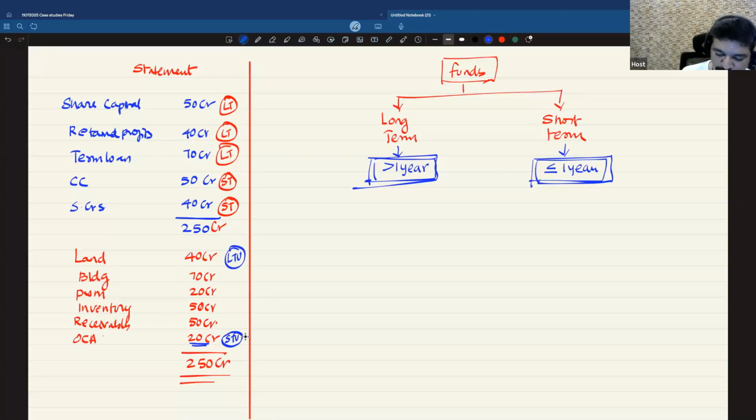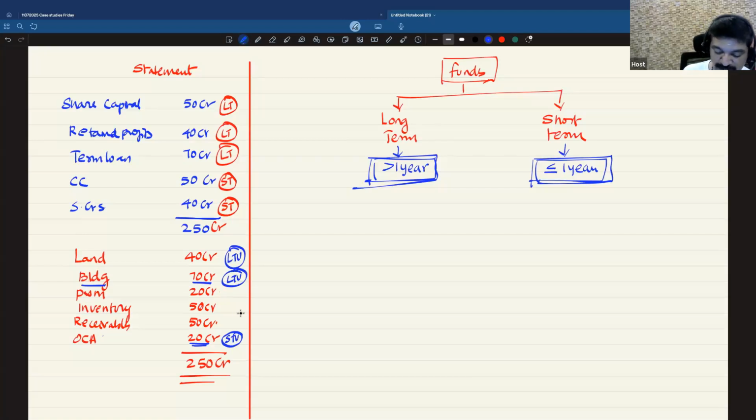Okay, I'm going to invest this money in constructing a building where I will either have a factory or office premises, and I'm going to use it for a longer period of time. Is it a long-term use or short-term use? This is a long-term use.